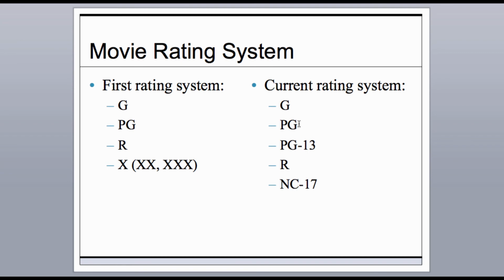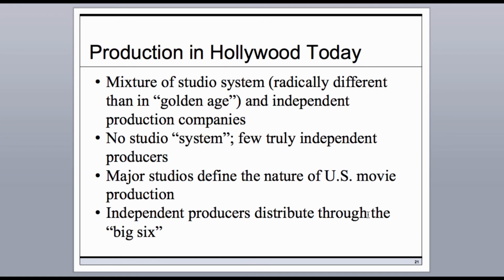The current rating system now is G, PG, just as the other, and then with Indiana Jones and the Temple of Doom, PG-13 comes in because it was just a little too extreme for a young audience. Then you have R, which is the same as this R, and then NC-17 replaces the X standards.